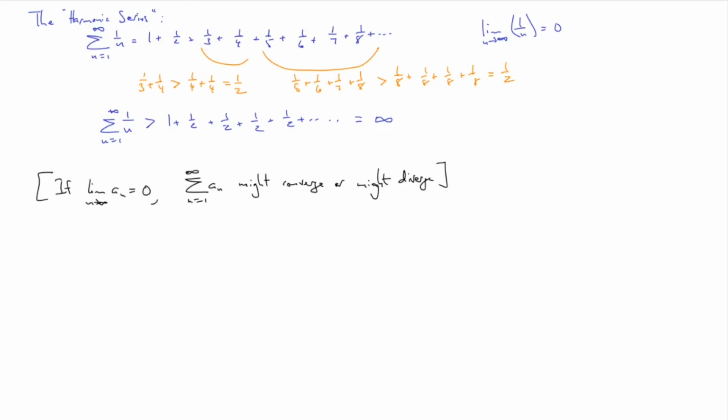And that's important enough to write down and say again: if the limit as n goes to infinity of a sub n is equal to 0, then the series sum n equals 1 to infinity of a sub n might converge or might diverge. You don't know.